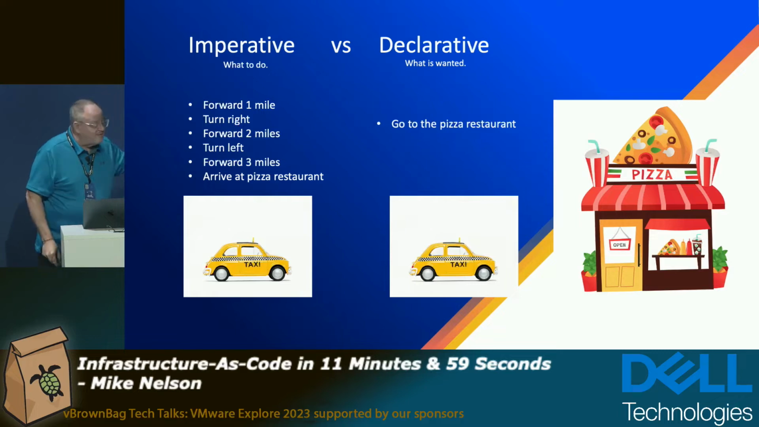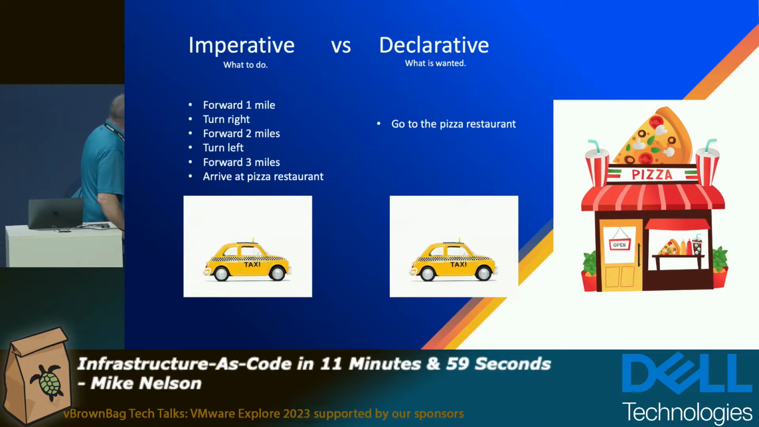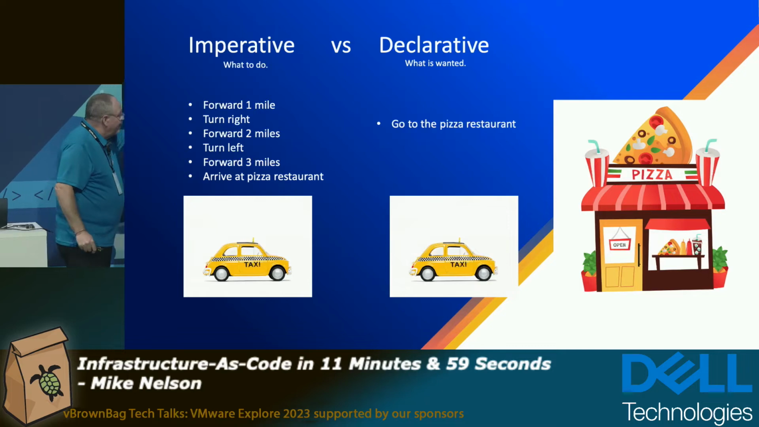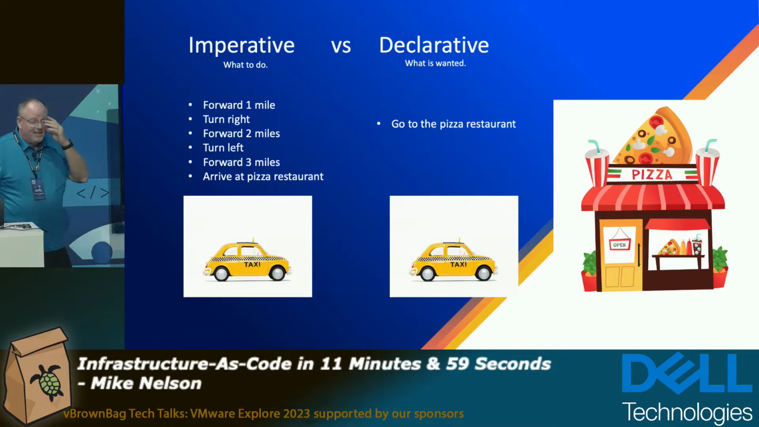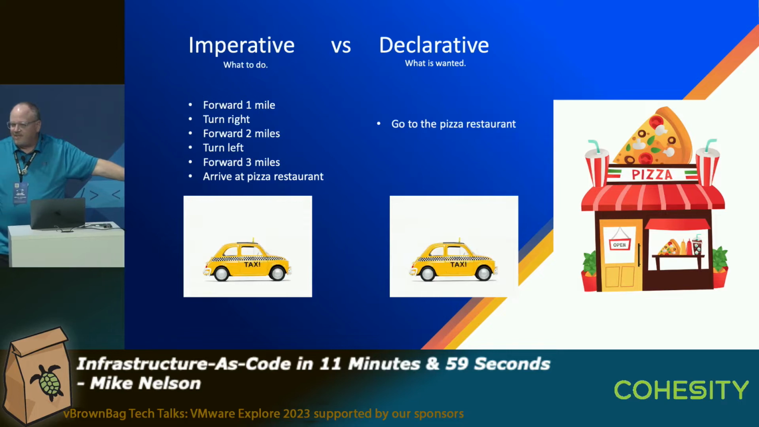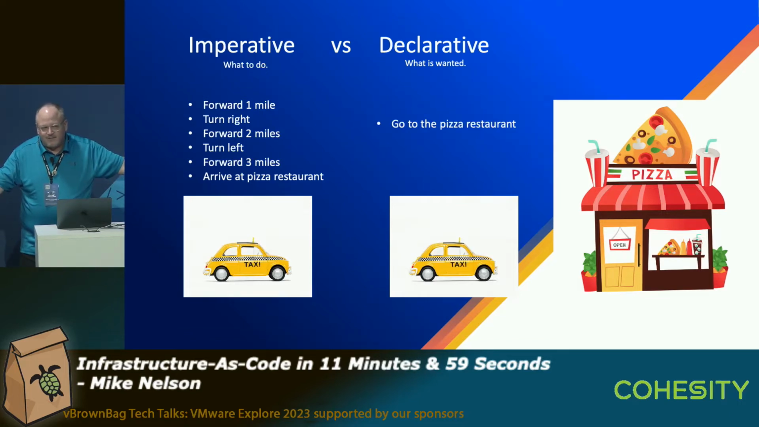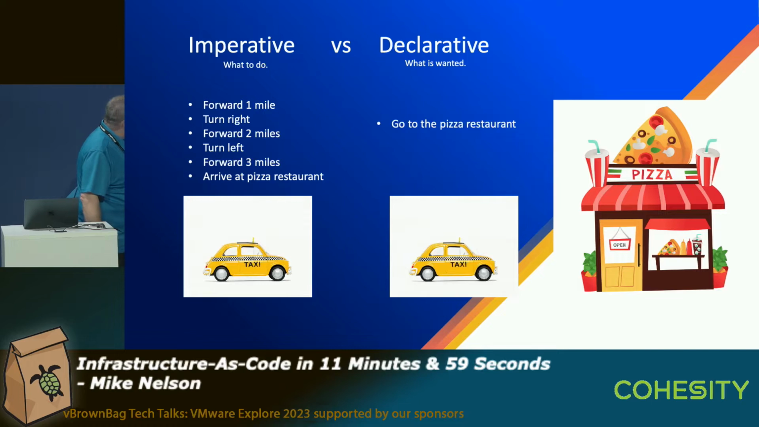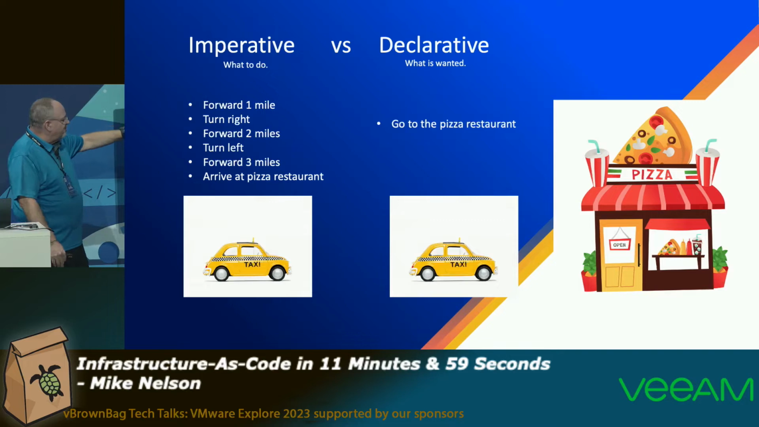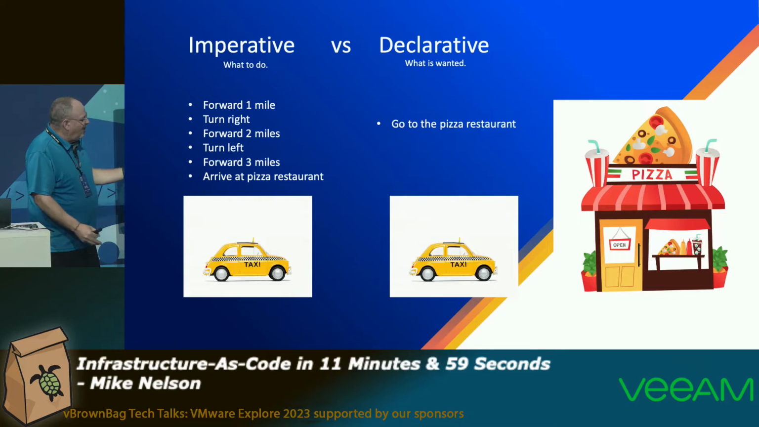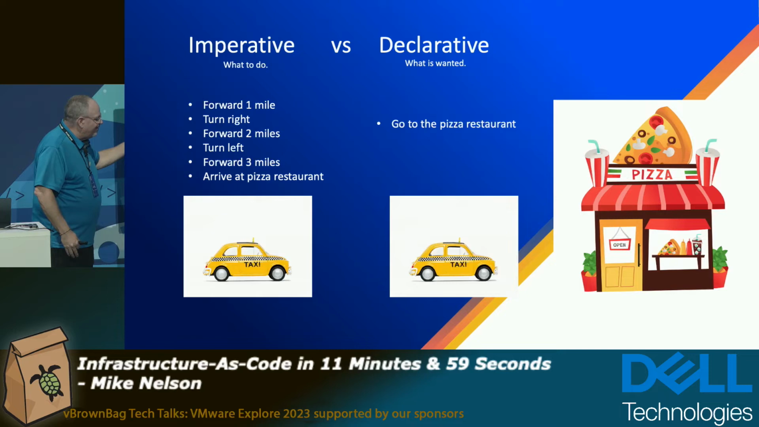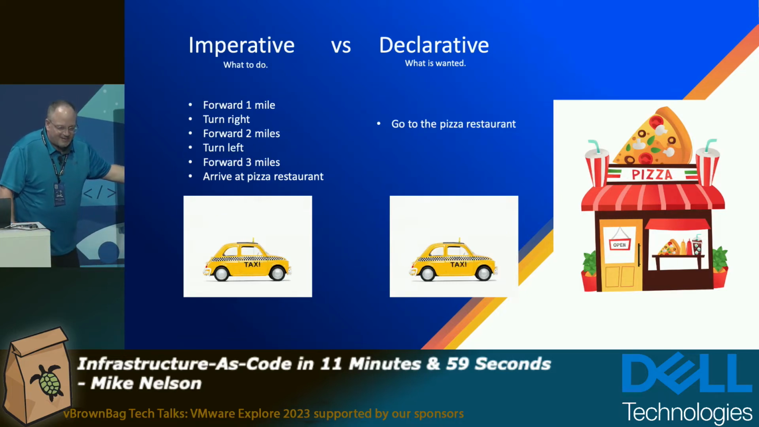So we talk about imperative versus declarative, because this is really an important point of IAC. Imperative is always what to do, declarative is what is wanted. I admit, 100% transparent, I stole these slides from somebody else because they were really cool and I wanted to use them. When you talk about going to a pizza parlor, imperative means you go forward 1 mile, turn right, forward 2 miles, turn left. You're basically going through GPS. But if you're doing declarative, all you want to do is go get pizza. You don't have to go through all these steps. You just say, I want to go get pizza. And the rest works itself out.